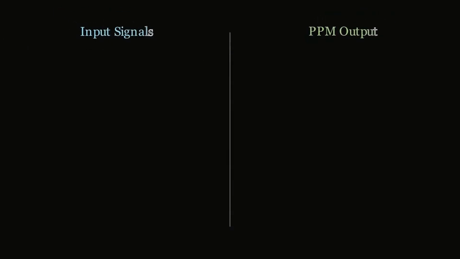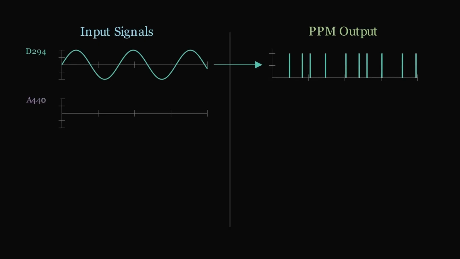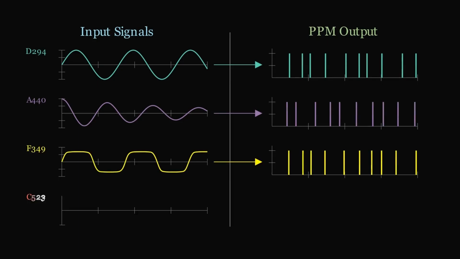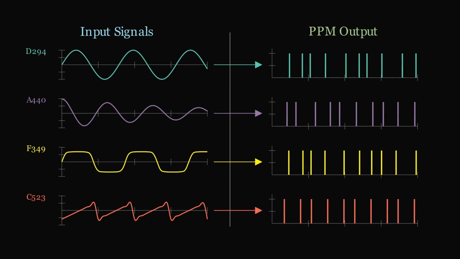Let's drive this home with more examples. First, we will take a low frequency sine wave, and then we will take another low frequency sine wave, and then you can see another square wave, and finally we have a complex multiple frequency wave. Each one gives a unique pulse pattern.